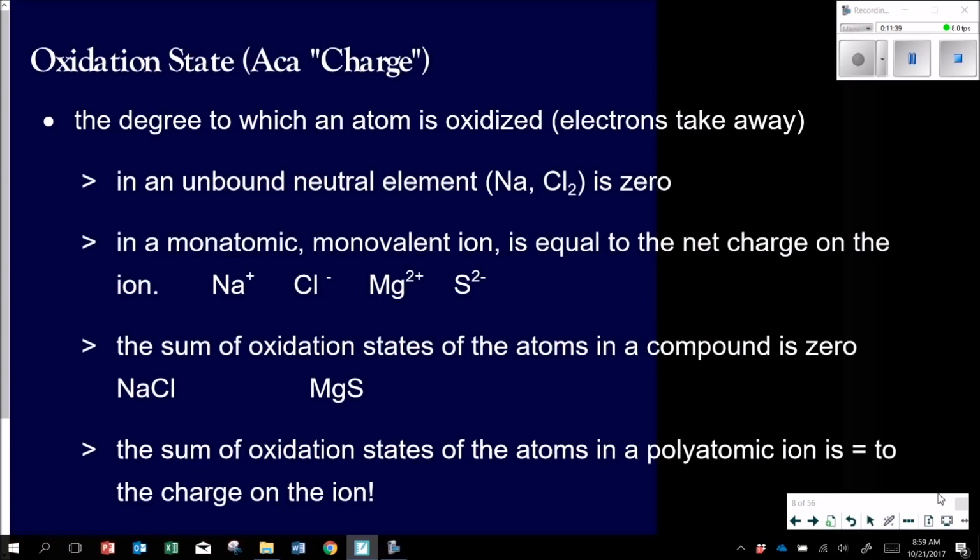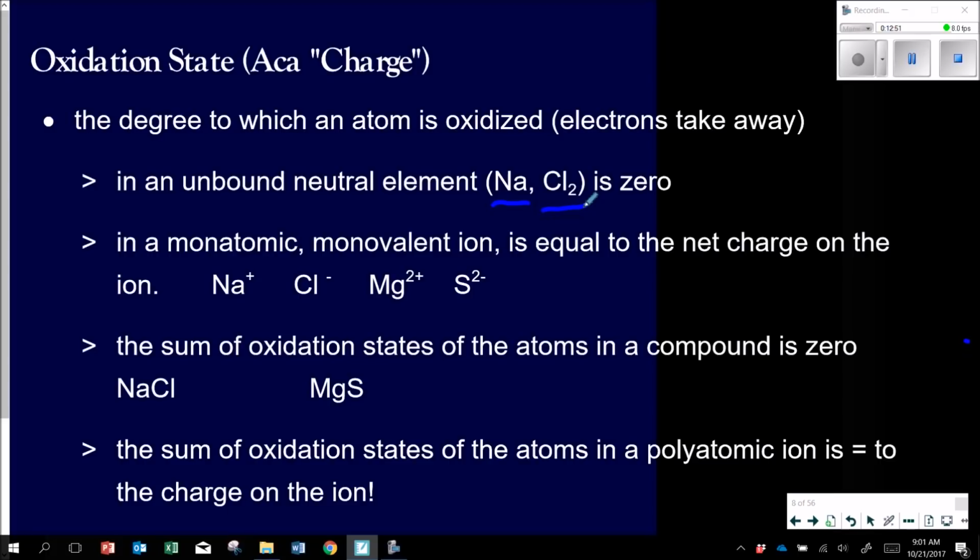The oxidation state refers to the charge on an ion. It is the degree to which an atom is oxidized when an ion is formed, or how many electrons have been taken away. In an unbound neutral element, the oxidation state is 0. So for example, a neutral sodium atom will have a charge of 0. If the element is diatomic, it is also 0. So all the diatomic elements will also have an oxidation state of 0.